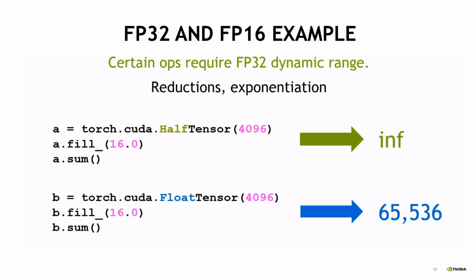This is an example of an operation where you may prefer to do it in FP32. We have an array of 4096 elements in FP16, with each value filled with the number 16. When we do accumulation, a sum operation, our result overflows. But if you attempt to do that in FP32, it's just fine.